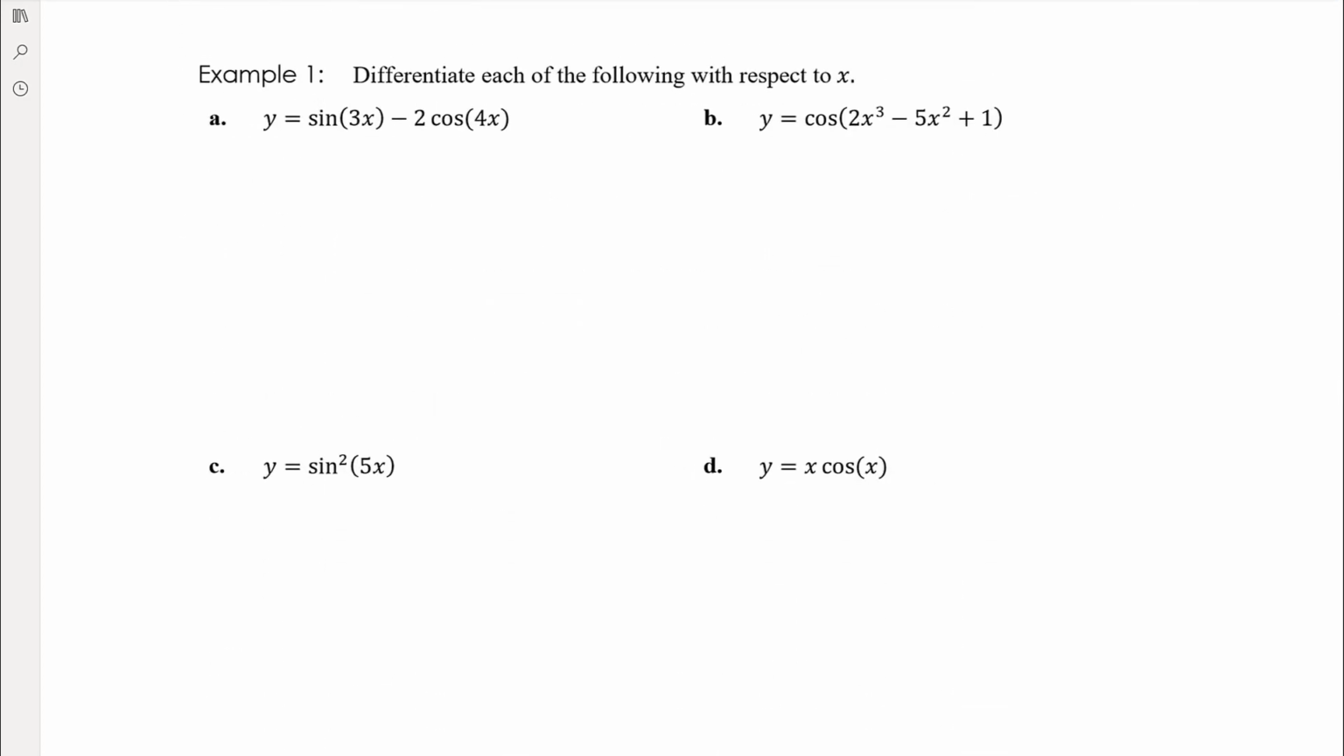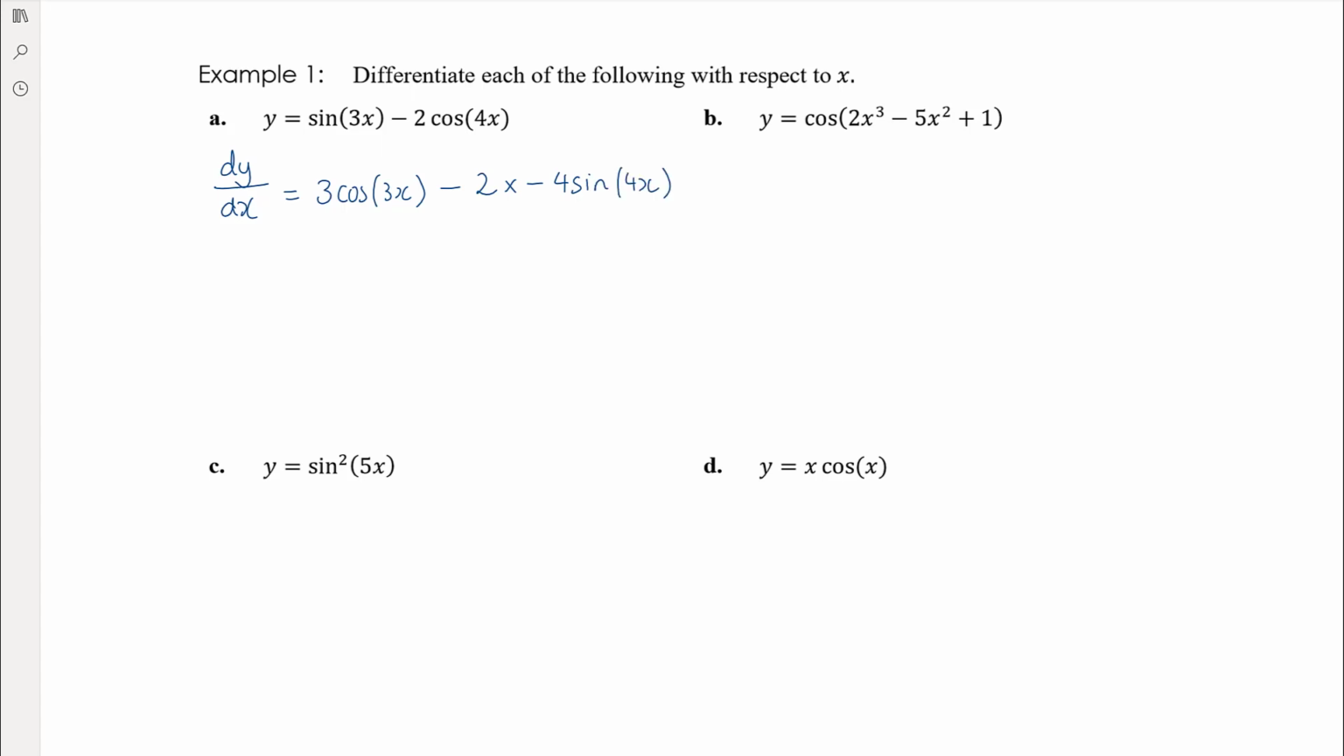Okay, let's work through some problems. Differentiate each of the following with respect to x. Alright, so dy dx, we've got sine of 3x, which is the simplest version of the chain rule. The derivative of sine of something is cos of that something, so cos of 3x, and then we'll need to multiply by the derivative of 3x, which is 3. So we'll get 3 times cos of 3x minus 2 times, now remember that 2 doesn't change the derivative in any way.